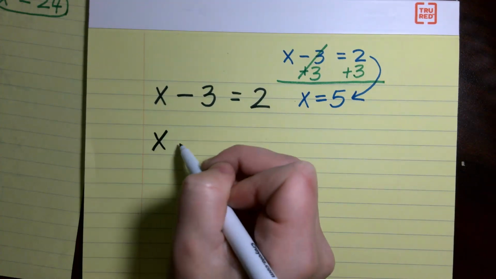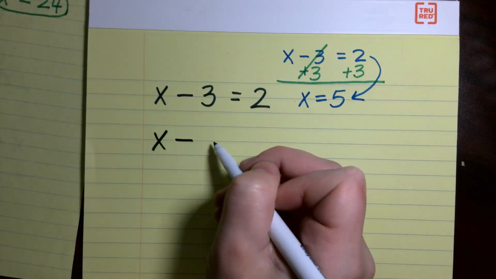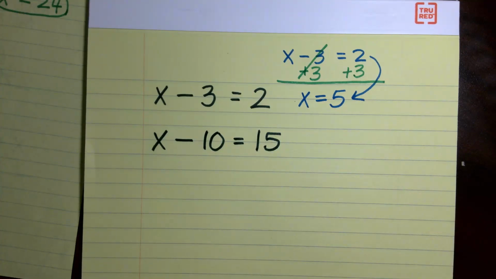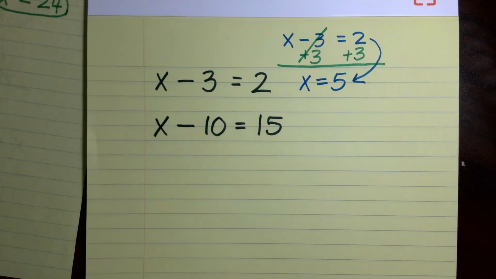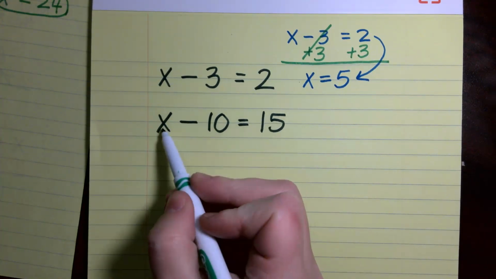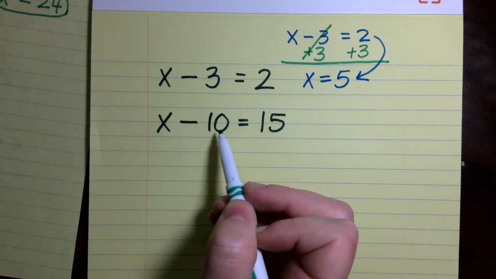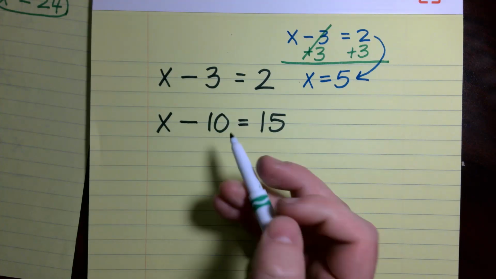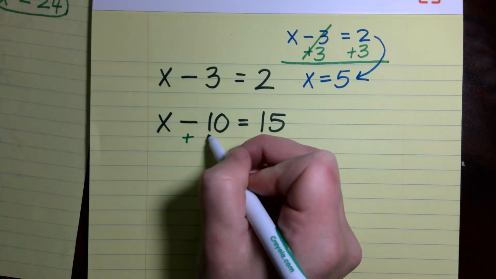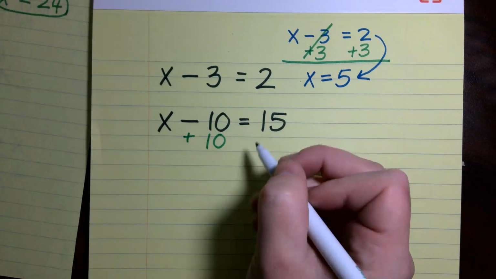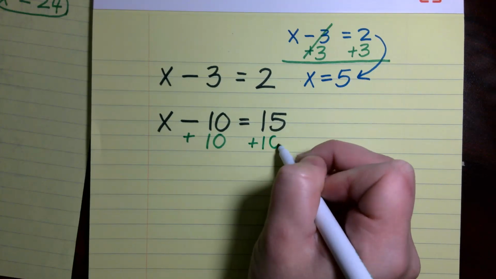Let's do X minus 10 equals 15. Okay, what would we need to do here? Add 10. Yes, we have X minus 10. Our goal is to get X by itself. To make this minus 10 go away, we need to do plus 10. Whatever we do to one side, we've got to do to the other. Plus 10.